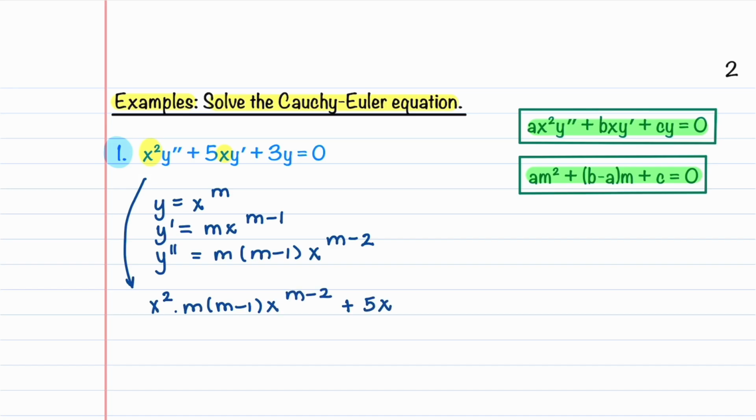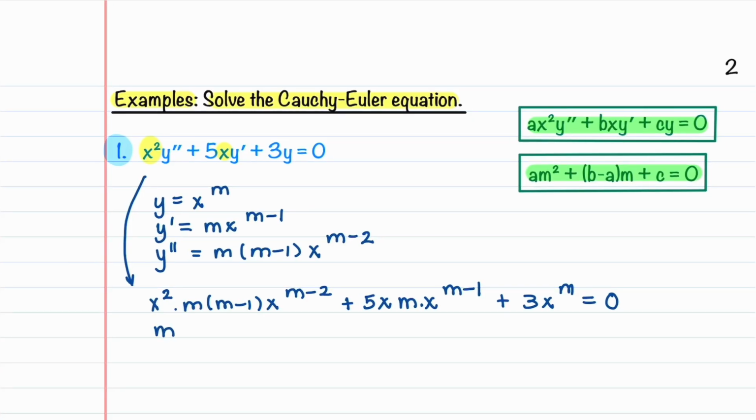plus 5x times y prime, which is m times x to the m minus 1, and then we add on 3 times y, which is x to the m, and set that equal to 0. Let's combine our x's in each term, and we get m times m minus 1, x to the m. The 2 and the minus 2 cancel out, and then we have 5m x to the m. The x to the 1 and x to the minus 1 cancel out, and then we have 3x to the m. Let's now factor out x to the m.